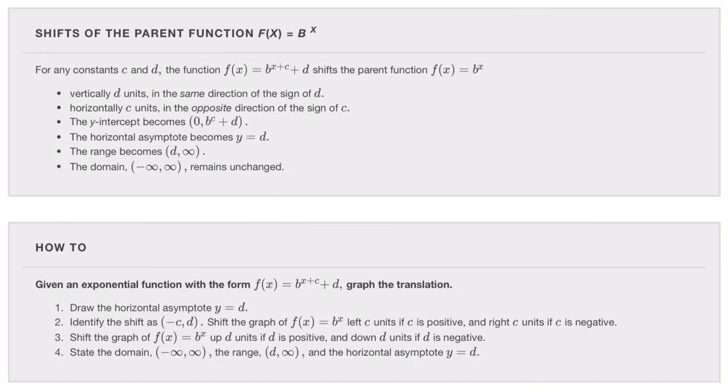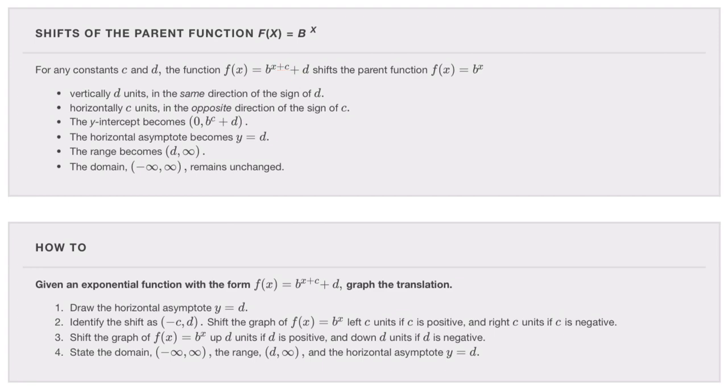Let me see. Shifts of the parent function of the exponential function. For any constant c and d, the function f of x equals b to the power of x plus c, and then plus d shifts the parent function of the exponential function. So let me do my own summary before I read through this. So notice this plus c is next to the x. So that's what I would consider an inside manipulation. And inside manipulations cause horizontal changes. Right? These both are rigid transformations.